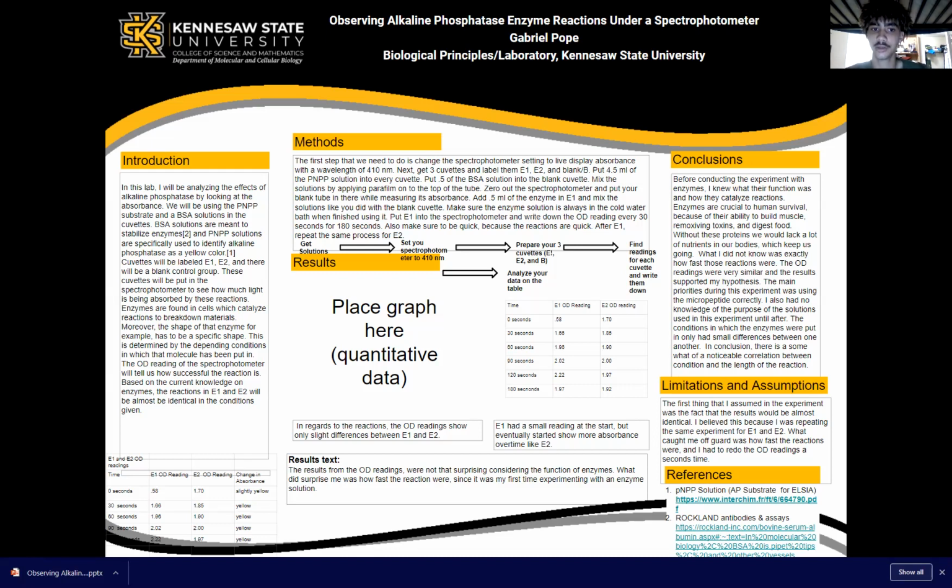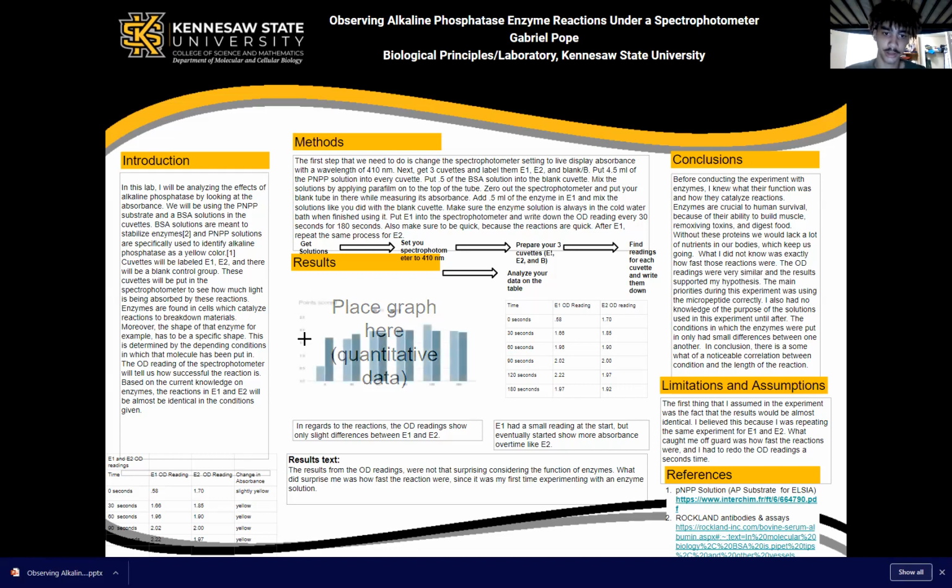We should also make sure that we're quick and that the enzyme stays in the water bath. Put the E1 into the spectrophotometer, have your table and your timers ready, and write down your OD reading every 30 seconds for 180 seconds. Also make sure to be quick. I can't stress that enough. For E2, you repeat the same process as you did with E1.